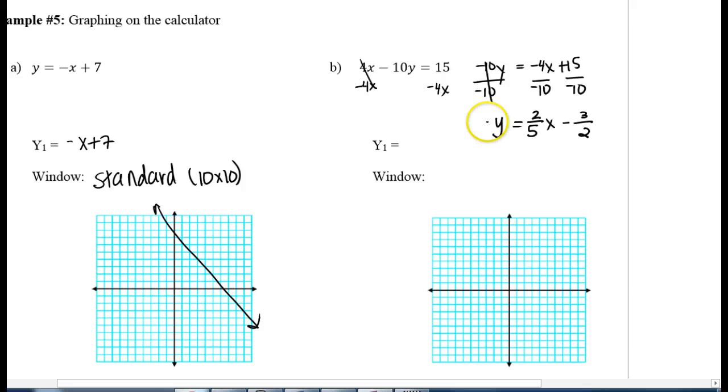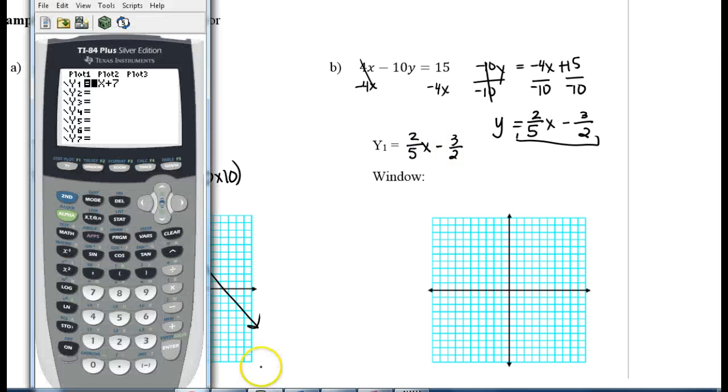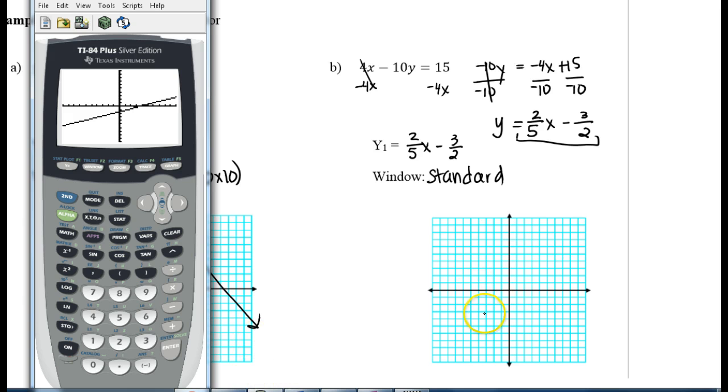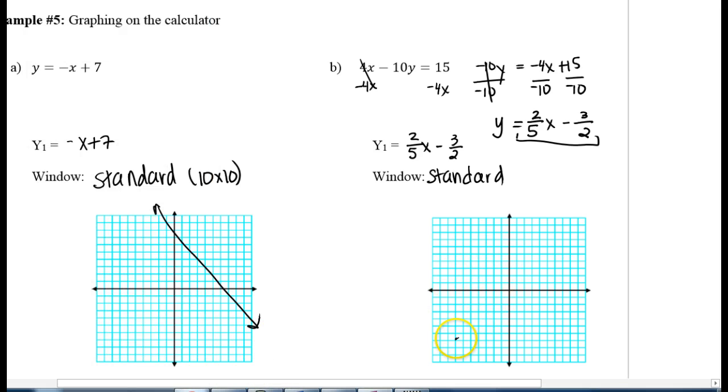So I'm going to put this in y1 because it has to be solved for y. So I'm going to do that. I like to keep all my fractions in parentheses. 2 over 5x minus 3 over 2. Oops. I'm going to go to zoom 6. I'm going to say my window is standard while I wait for that to graph. And then I can make my sketch. Hopefully your graph just looks just like mine.